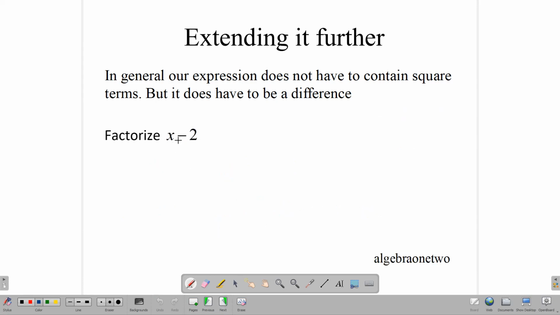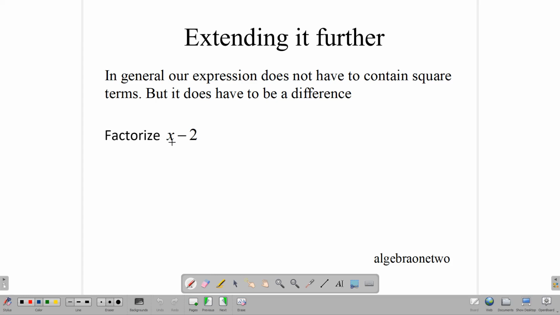And I have been saying so far that you need square letters, you need square terms, and you need square numbers. In general, though, you can apply this technique even if you do not have square letters or square terms and square numbers, as long as you have a difference in between them. So factorize x minus 2. And this can come up later on in some questions where you're working out limits and stuff, and you need to do some quick factorization.